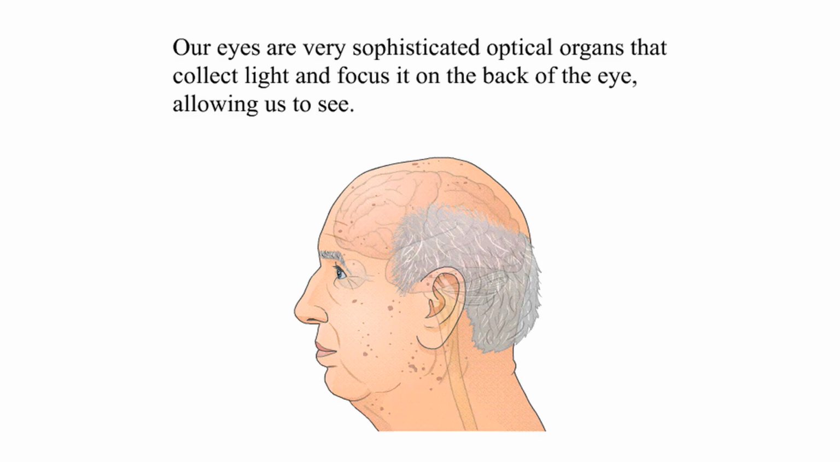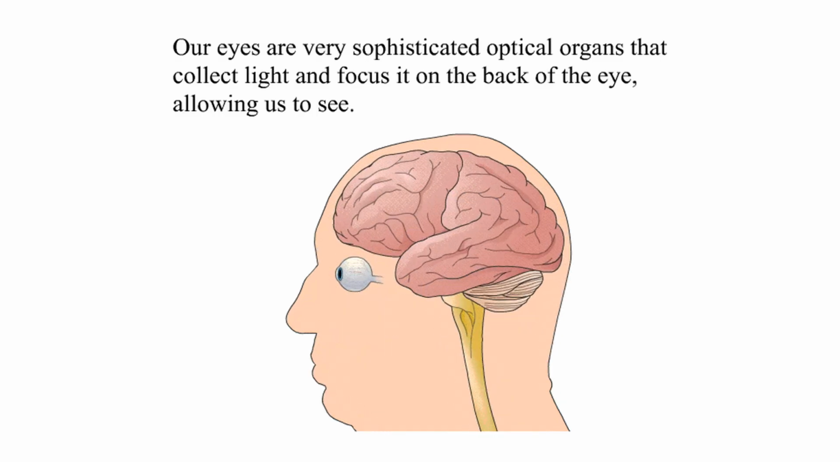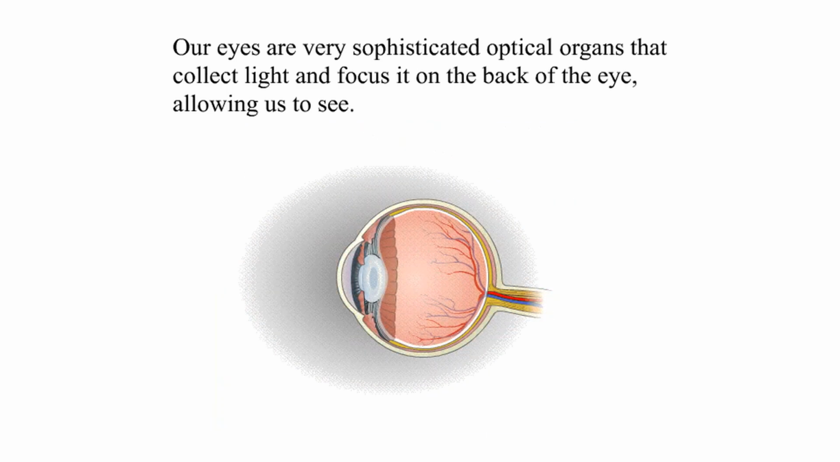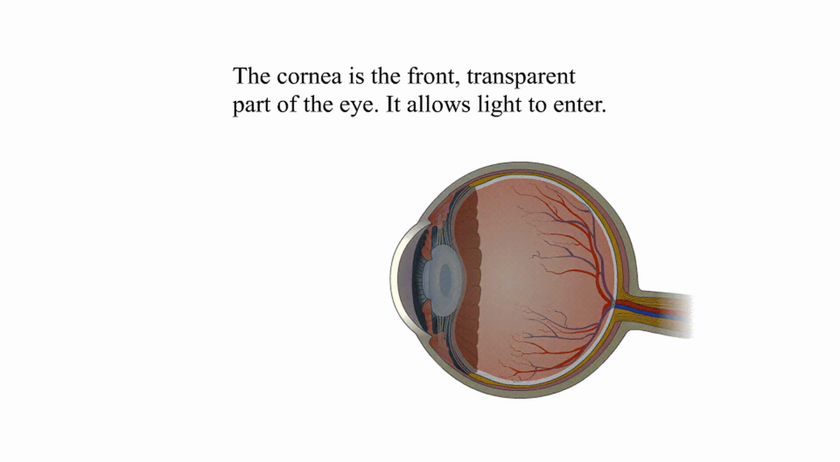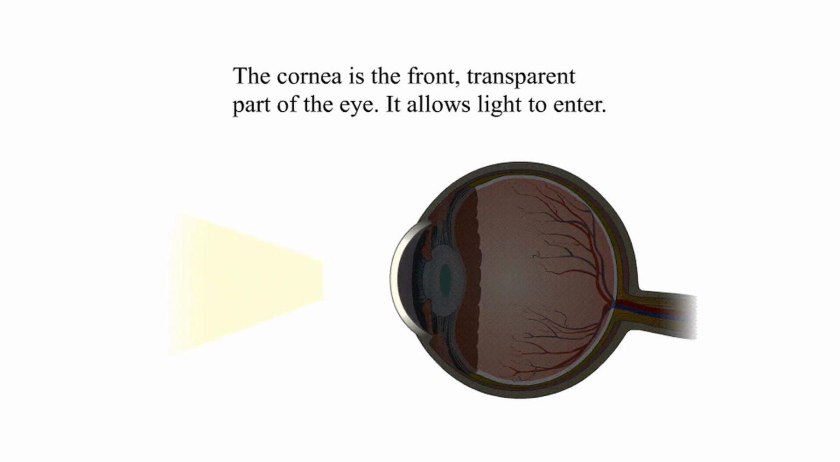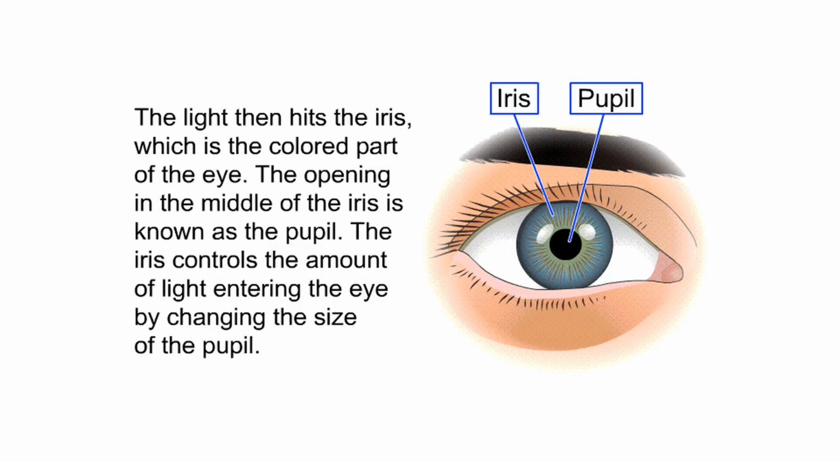Anatomy. Our eyes are very sophisticated optical organs that collect light and focus it on the back of the eye, allowing us to see. The cornea is the front, transparent part of the eye. It allows light to enter. The light then hits the iris, which is the colored part of the eye. The opening in the middle of the iris is known as the pupil. The iris controls the amount of light entering the eye by changing the size of the pupil.